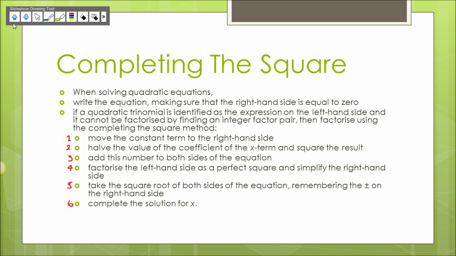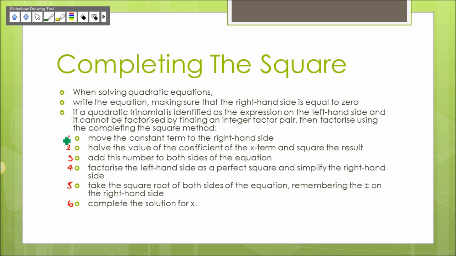Okay, now let's have a look at our steps and go through them one by one to help us solve the equation. So, first step, move the constant term to the right-hand side. Okay, so we've got plus 2. So if we want to move it to the other side, we need to subtract it from both sides. So now our equation is going to become x squared plus 6x equals minus 2. Alright, what's the next step?